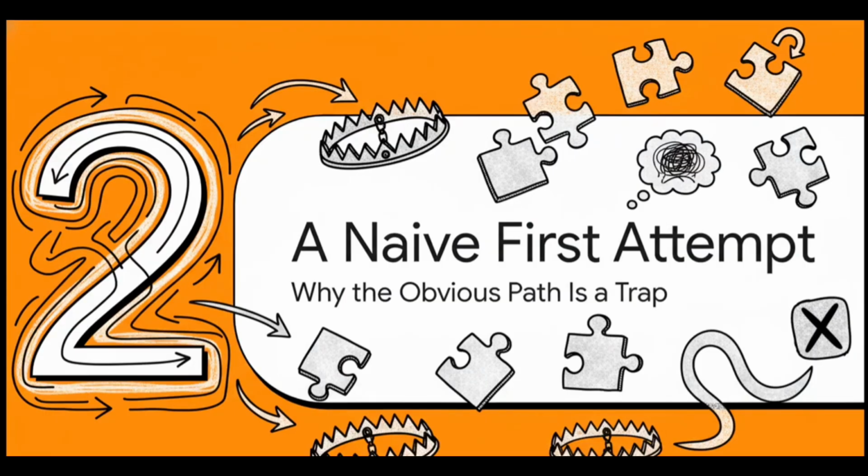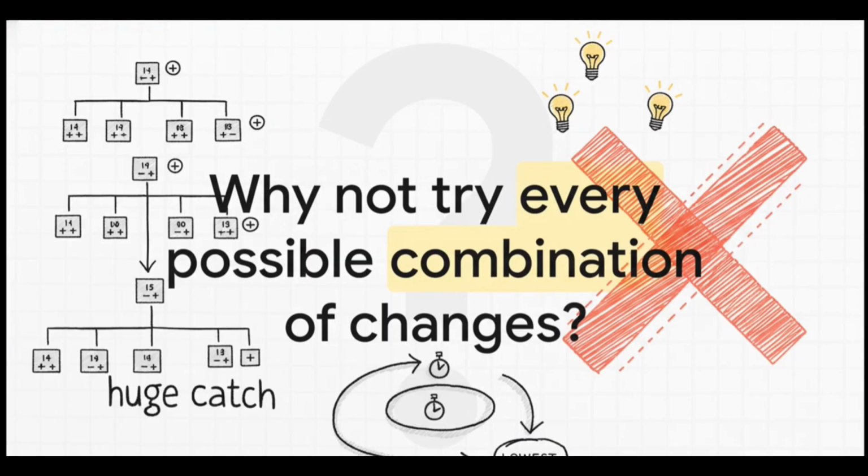So now that we've got the basics down, you might be thinking of a pretty straightforward way to solve this. But this is exactly where the puzzle lays its trap. I mean, the obvious thing to do seems to be just try stuff, right? We could start changing numbers randomly, check the median each time, and just keep track of whatever took the fewest steps. It sounds logical, but there is a massive catch.